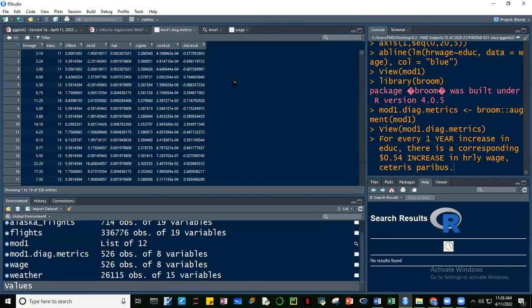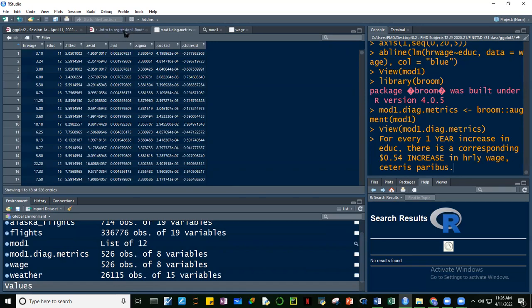All right, so we have here your dependent variable, hourly wage. You have your independent variable, education. Then you have here some computed statistics. You have your fitted values, your residuals, your standard deviation here. Then the Cook's distance and then the standard residuals. Cook's distance is used to identify if a particular observation is an outlier or an influential point. We'll discuss that later.